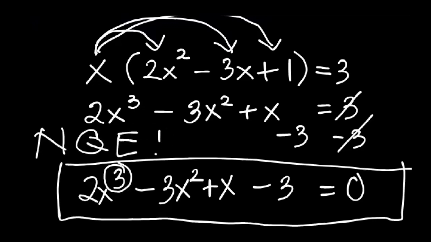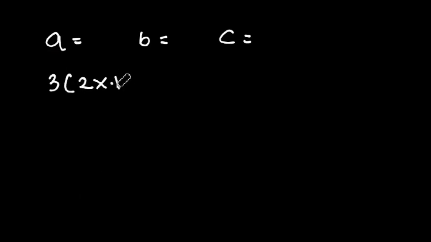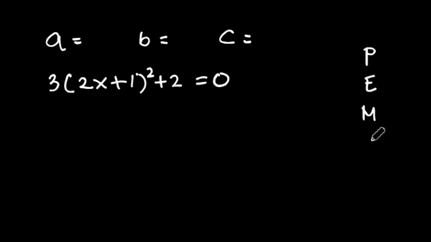I hope by simplification of the equation, we could determine the quadratic equation and the non-quadratic equation. So in the next part, for us to determine the values of A, B, and C, let me give you an example. The first example that we'll be having is 3 times (2x plus 1) squared plus 2 equals 0. The first thing that you need to do is to review the PEMDAS or the GEMDAS, kung ano man yung alam ninyo. Okay?